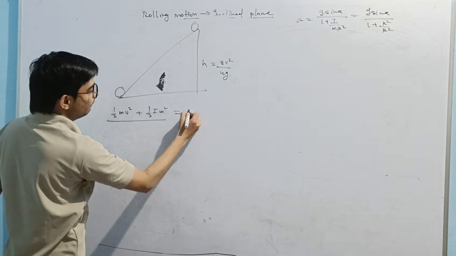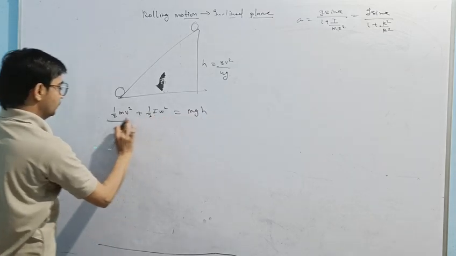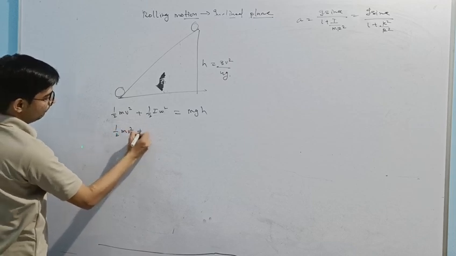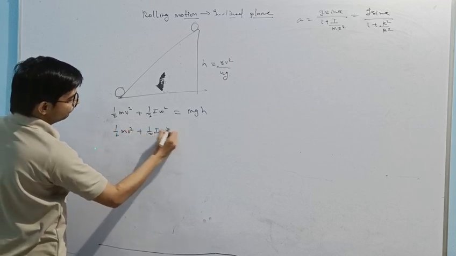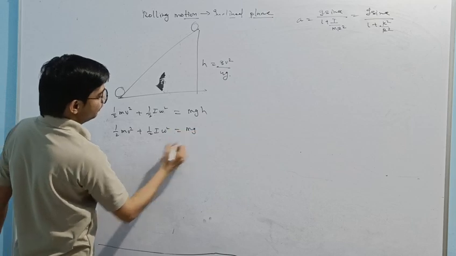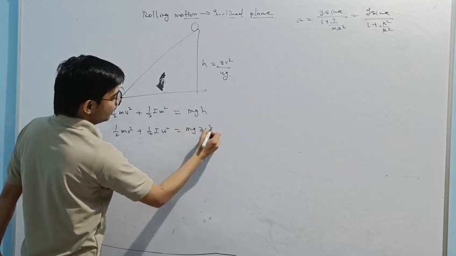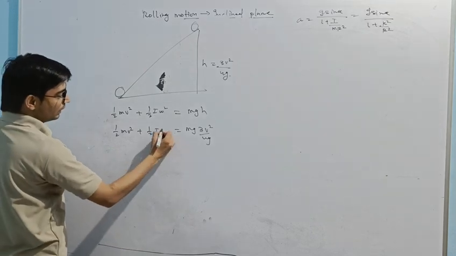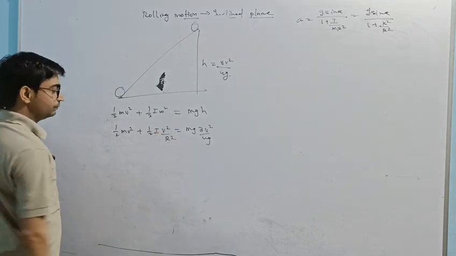So potential energy is m into g into h. You can put the value of h from there. 1/2 mv square plus 1/2 I omega square is equal to m into g into h. h is what? 3v square upon 4g. You can put the value of omega square. Omega square is actually v square upon r square.